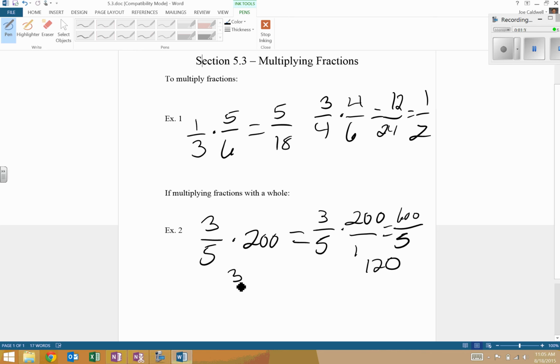There is one other way to go about doing that. So let's rewrite that. You could reduce ahead of time. What I mean by that, so you don't have this real big number, if you can take something out of the bottom and then take it out anywhere on the top, you're allowed to do that. So in this case, I could say 5 goes into 5 once, and then also take a 5 out of the top, and 5 goes into 200 40 times. So now you have 3 over 1 times 40 over 1, which gets you to 120.